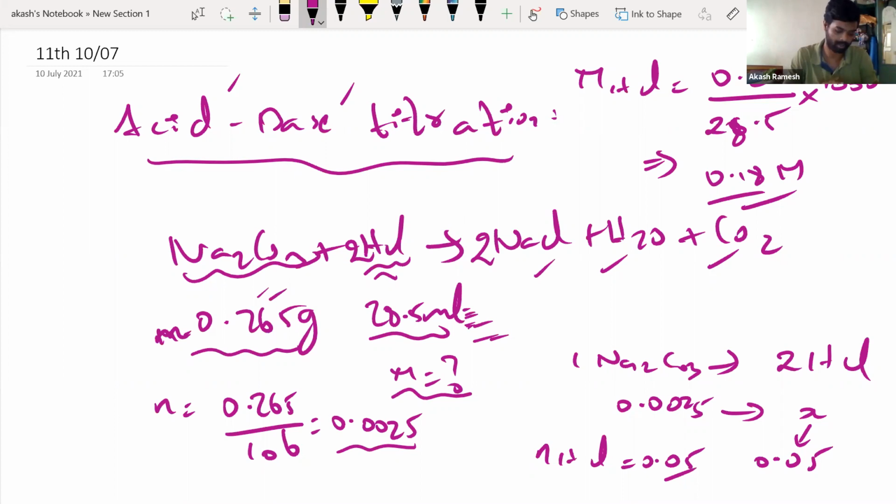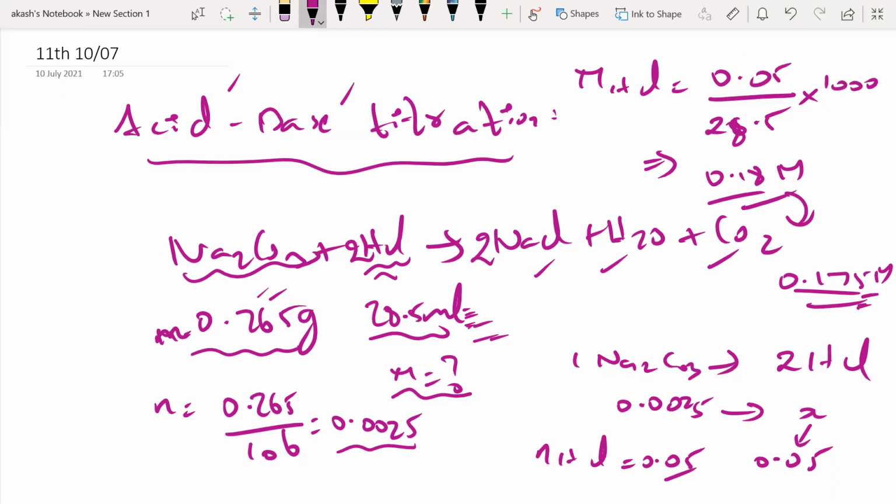It is 0.05 divided by 28.5. Yeah, it's 0.175 is what I'm getting. This would be the actual, the exact answer: 0.175 M. Approximately 0.18, but if you give 0.18, they'll not give you marks in school. So 0.175 is the exact answer. You have to calculate it properly.